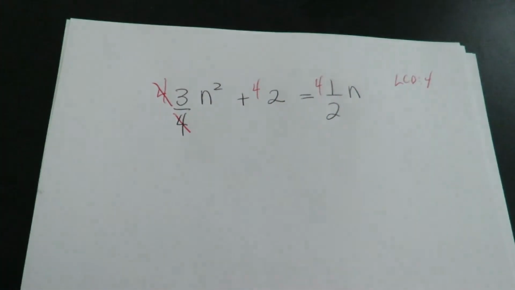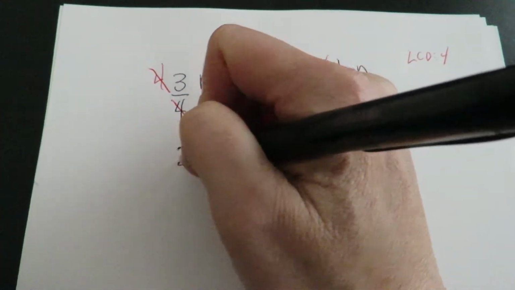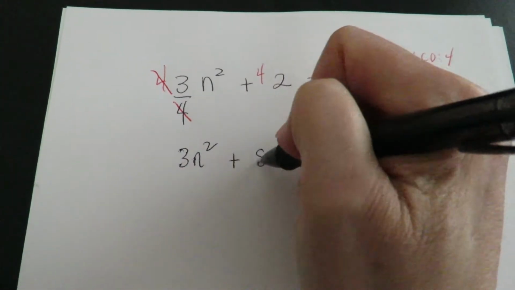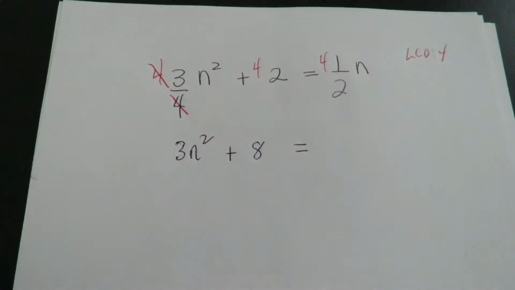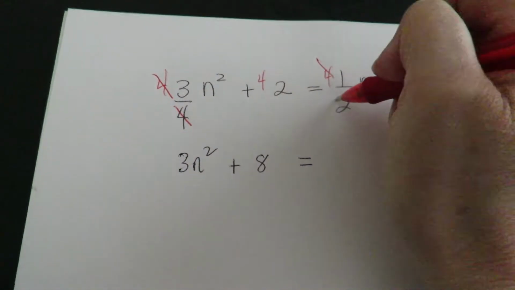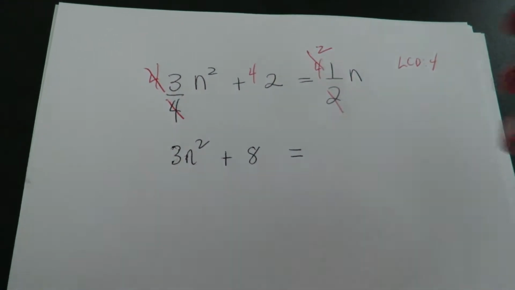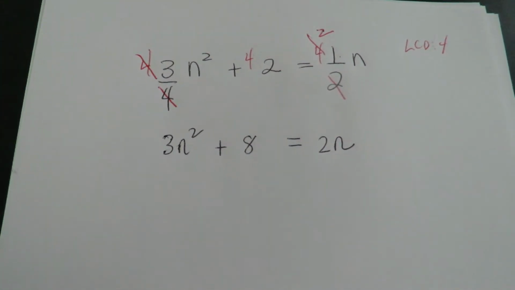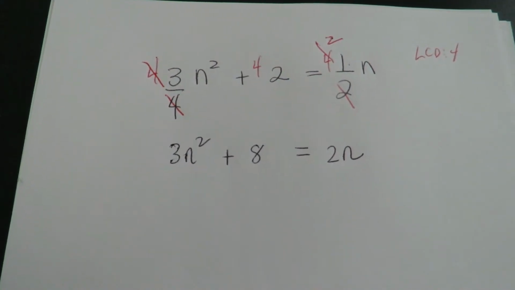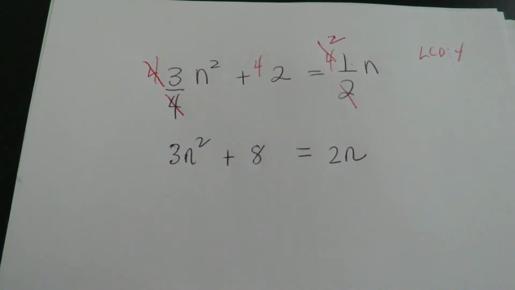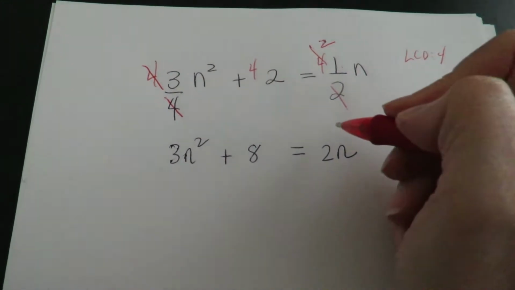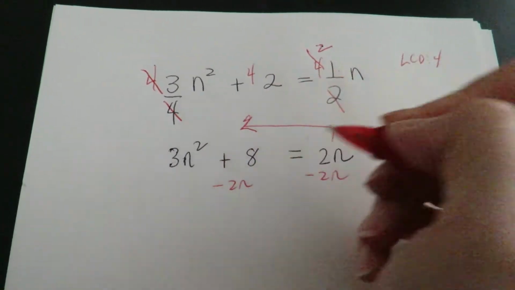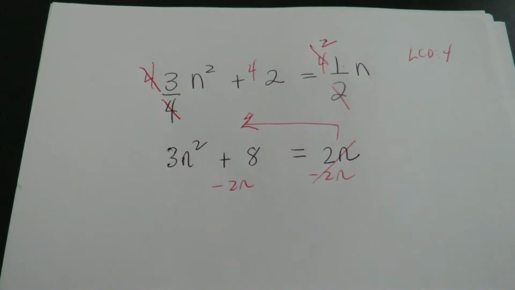So the 4 and 4 reduce here, and I'm left with 3n squared. 4 times 2 is 8. The 4 and the 2 reduce to make a 2. 2 times 1 is 2n. That step got rid of the fractions. Now this step is to set it equal to 0, which means I'm going to move this over. That gets rid of it on the right side.